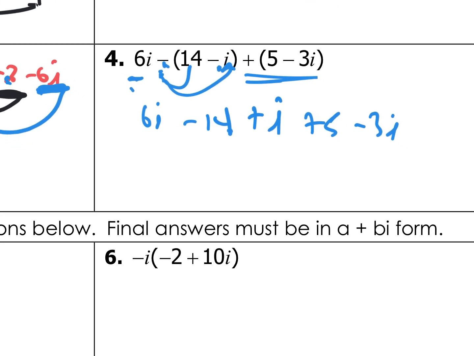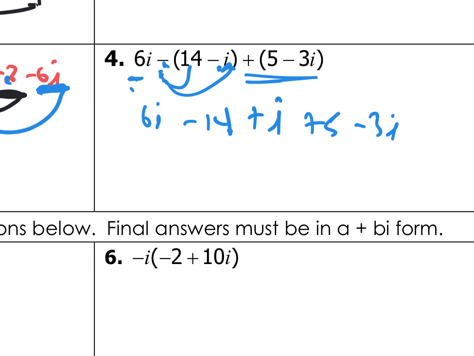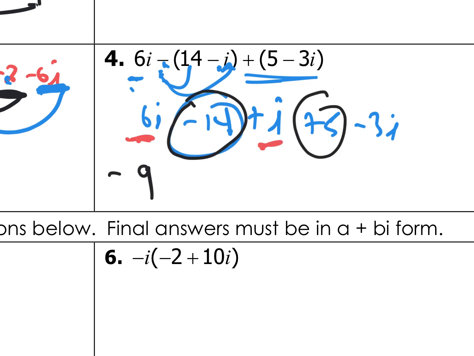So now you have to think about combining all the terms that do not have an i first. There's a couple. We have a negative 14. We have a positive 5. That's it. What is a negative 14 plus 5? It's going to be -9. Very good. Then I have a 6i plus an i. What is 6 i's plus an i? 7 i's, but then I got to take away 3 i's. 4. Yeah, plus a 4i.